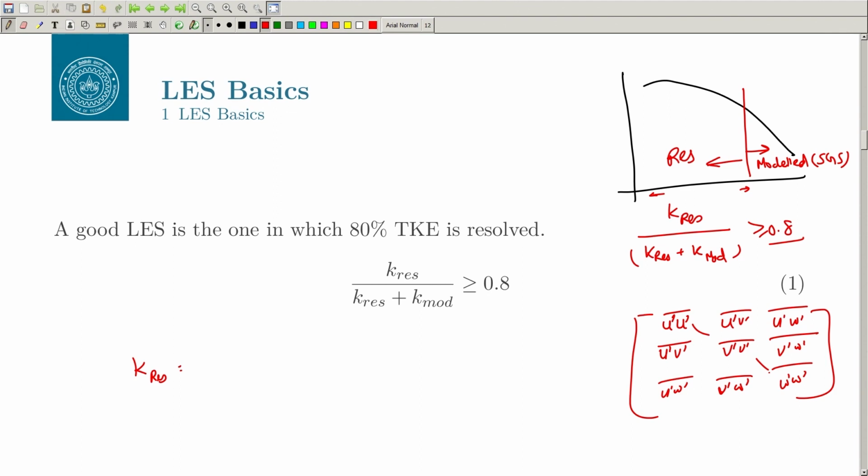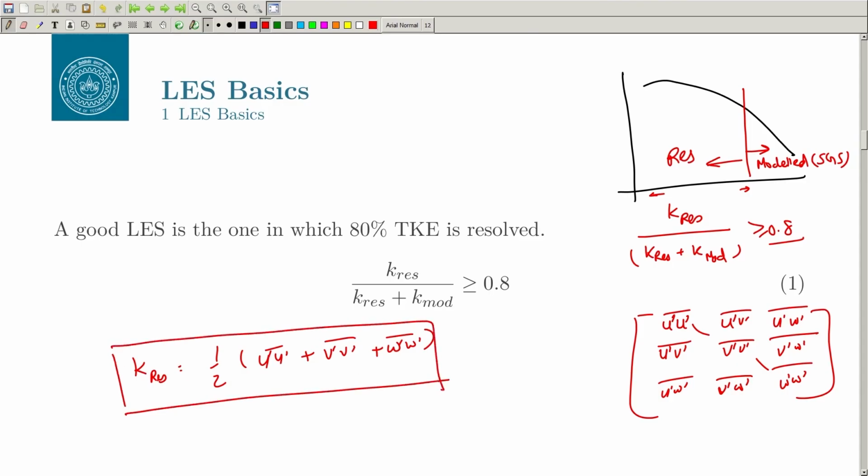So, what we want to find out when we say we want to get this K resolved, where K is the kinetic energy, is half of u prime u prime bar, v prime v prime bar and w prime w prime bar. This is the turbulence kinetic energy that we are interested in. Now, remember in RANS simulations, we actually model this turbulence kinetic energy, so you get the K as an output of the simulation. Let us say if you are using K epsilon, then you will get both the turbulence kinetic energy as well as the dissipation rate as an output of the simulation itself.